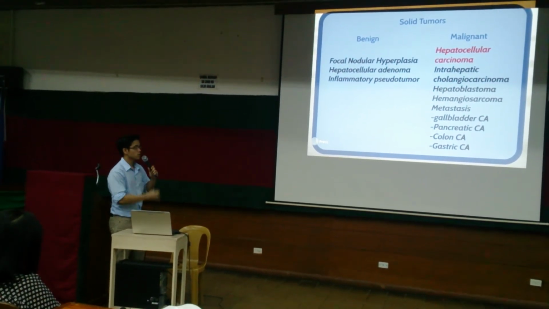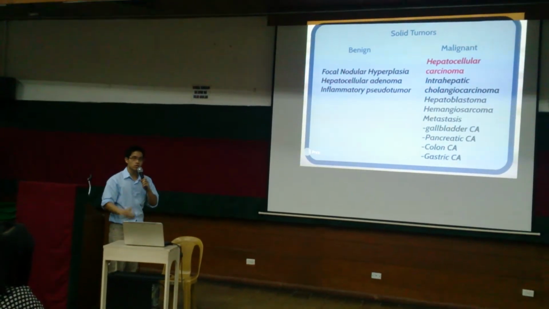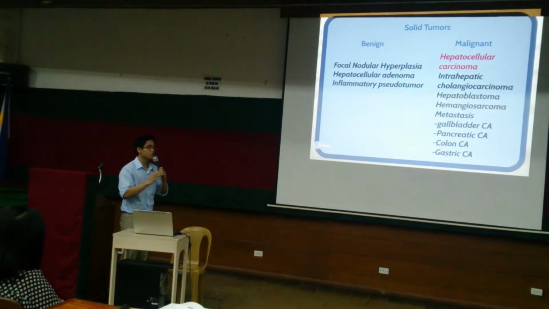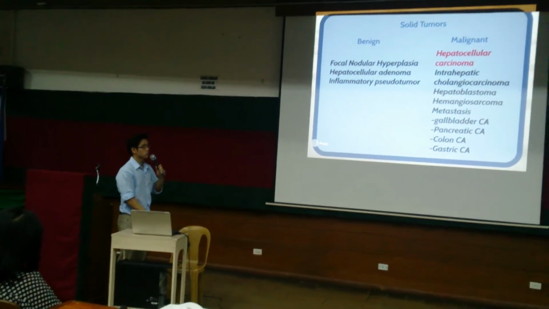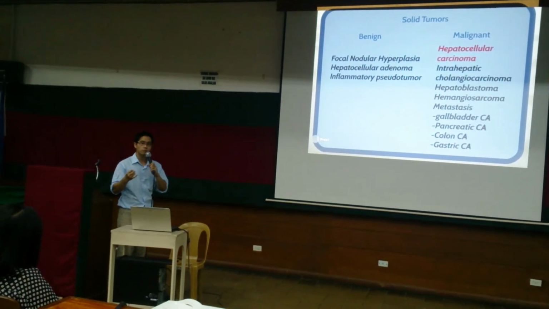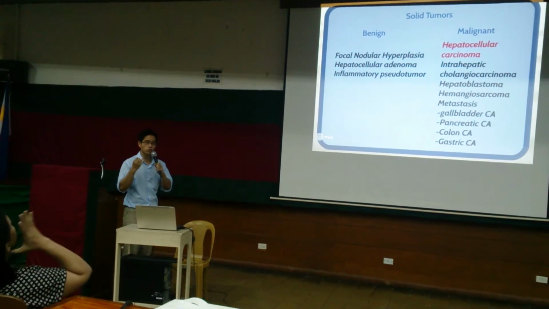For hemangiosarcoma, you will see this in the elderly. For hepatoblastoma, usually you can see that in children less than 3 years old, almost universally less than 3 years old. For intrahepatic cholangiocarcinoma, the most common risk factor is still biliary parasitic infections and exposure to toxins.